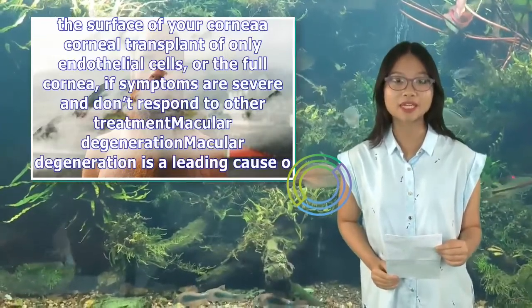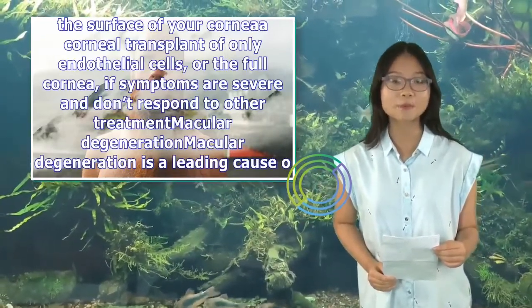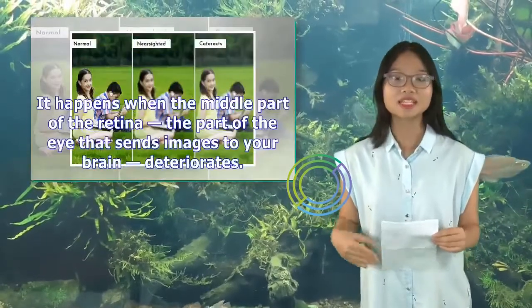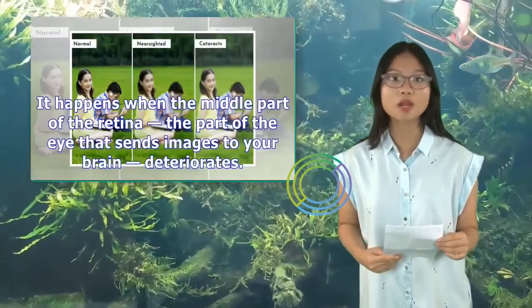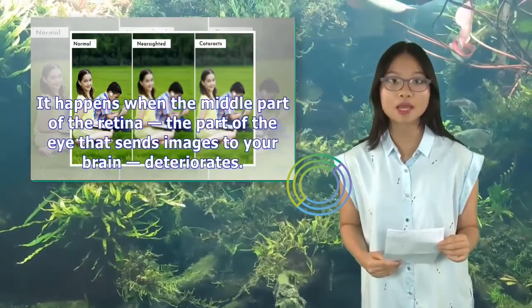Macular degeneration. Macular degeneration is a leading cause of vision loss. It happens when the middle part of the retina, the part of the eye that sends images to your brain, deteriorates.